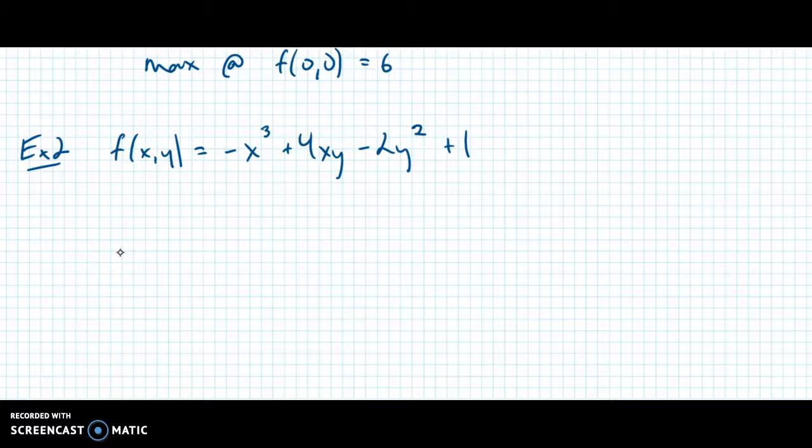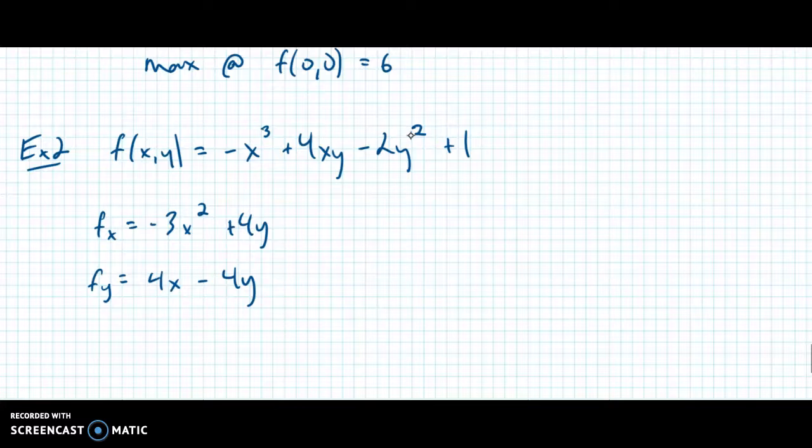All right, so what's my first step? Find the first partials. F sub x is negative 3x squared, and then this is a mixed term, right? So remember, we treat the y like a constant, and I derive with respect to x, so I get plus 4y. Is that correct? Yep. I should have said this guy derives away because no x's, and this guy derives away because it's a constant. Now my f sub y: this guy goes away, I get 4x, and then minus 4y.